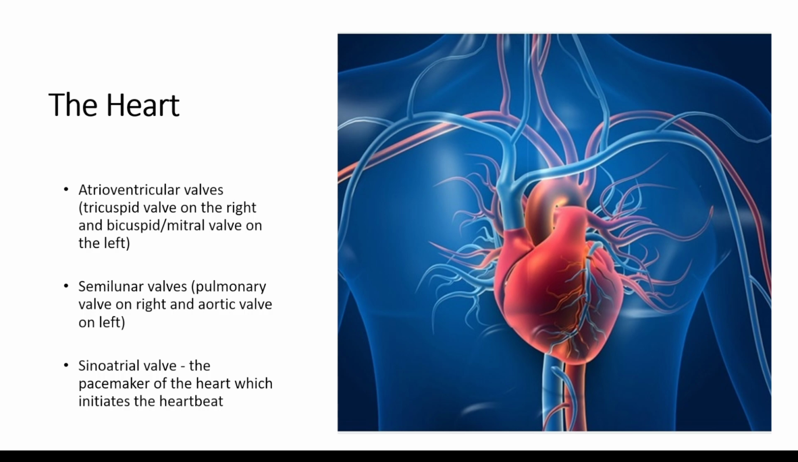But we have the atrioventricular valves. So it's the valves that separate the atrium and the ventricles. You have a semilunar valve, which, as it states there, is a pulmonary valve on the right and the aortic valve on the left. And then you have a sinoatrial valve, which is a bit like I suppose your natural pacemaker. It's what makes the heart contract. And again, when we pull some images up later, I'll be able to go into a little bit more detail with those. So just keep in mind their names for now.